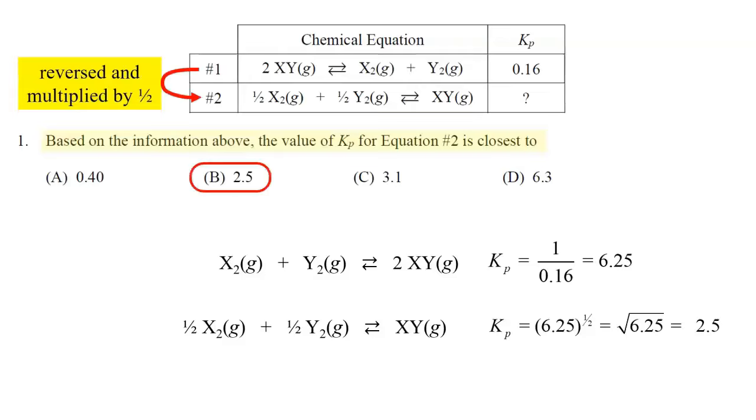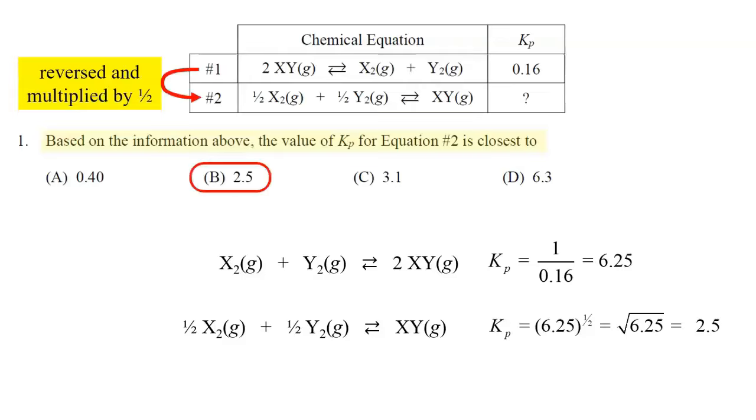Just to summarize, the original chemical equation number 1 has been both reversed and multiplied by 1/2. So the equilibrium constant for equation number 2 is equal to 1 divided by 0.16 raised to the 1/2 power. And if we do that math, we get a value of 2.5. So again, the correct answer to question 1 is choice B. Now, let's take a look at question 2.